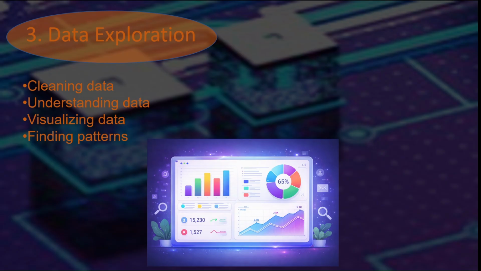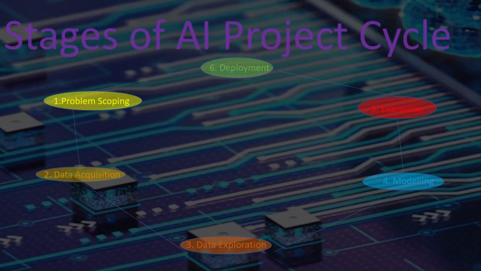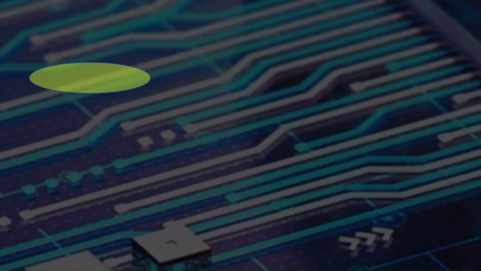We got the basics of this problem in problem scoping. In data acquisition, we got more data around it, meaning data which is connected to it. And in data exploration, we arranged this data uniformly so that we can get something out of it. We analyze this data. Now we're going to go to the next stage, which is modeling.